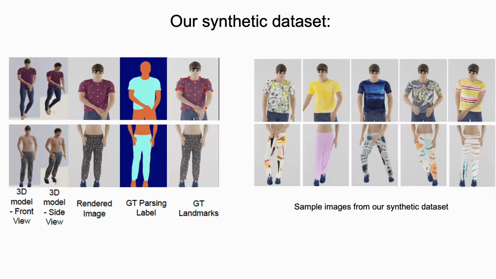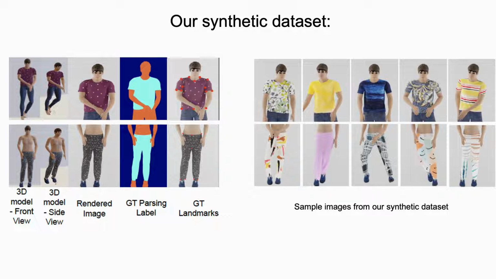In order to train our models, we generated synthetic data and rendered the images in a way that resembles an e-commerce catalog. Each generated image is paired with segmentation maps and landmark annotations. We show some sample images from our synthetic data which are generated by using a large variation of textures, poses, and lighting setups.